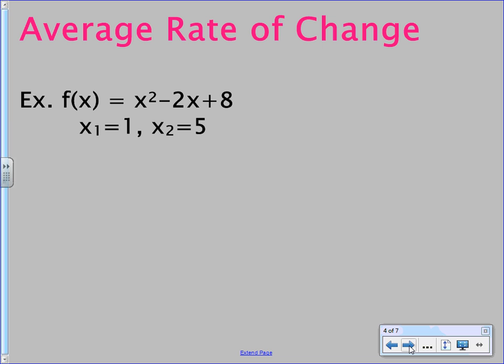So we need the slope, which means we need the coordinates, correct? They only gave us the x values, so what do we have to do? We need the y values. So f of 1 is what? 6? You agree?